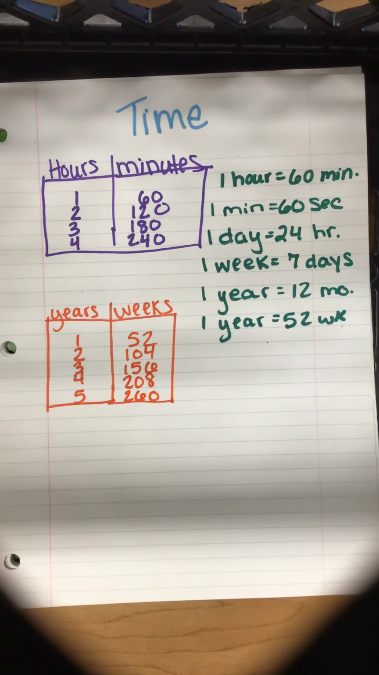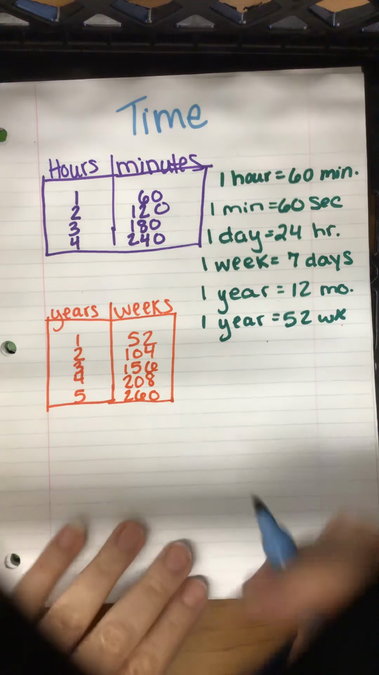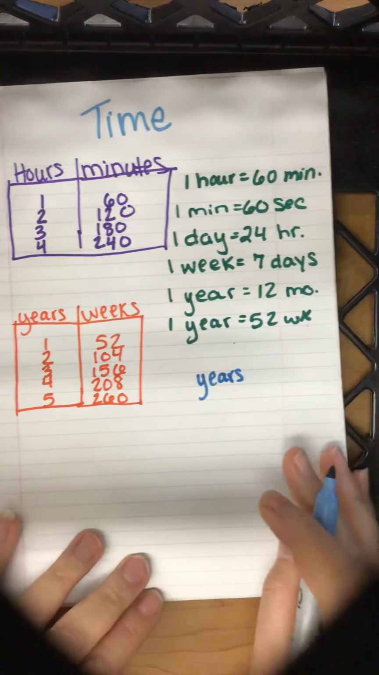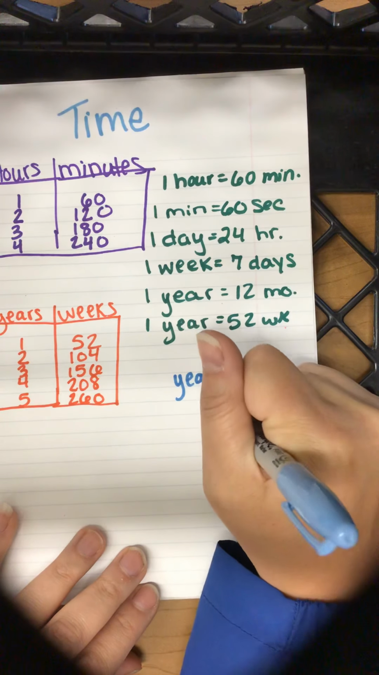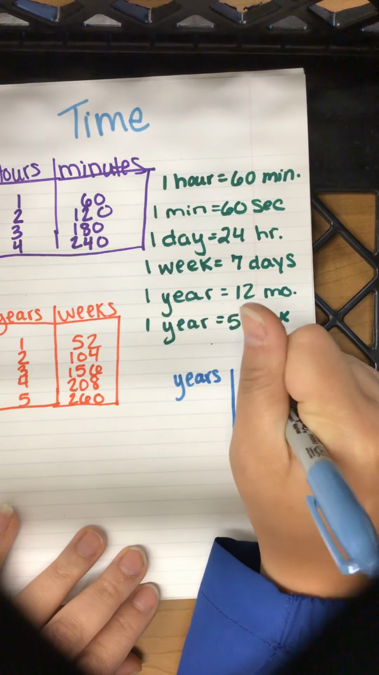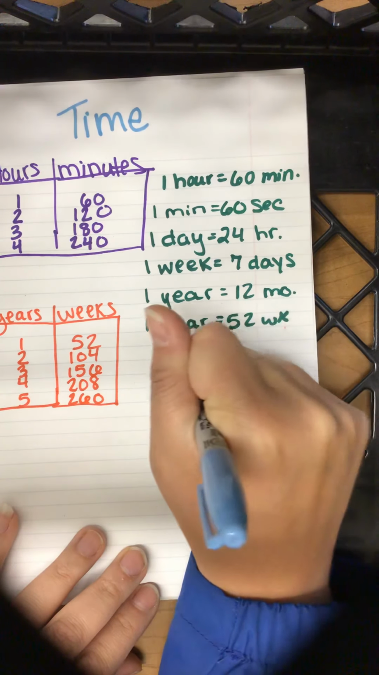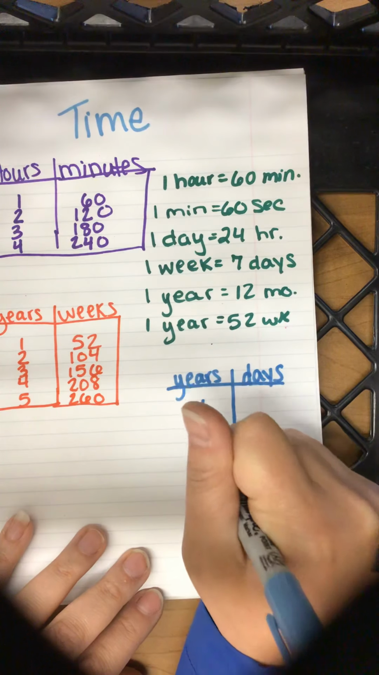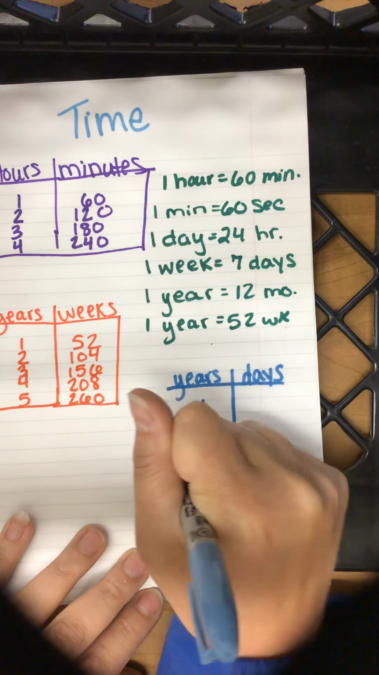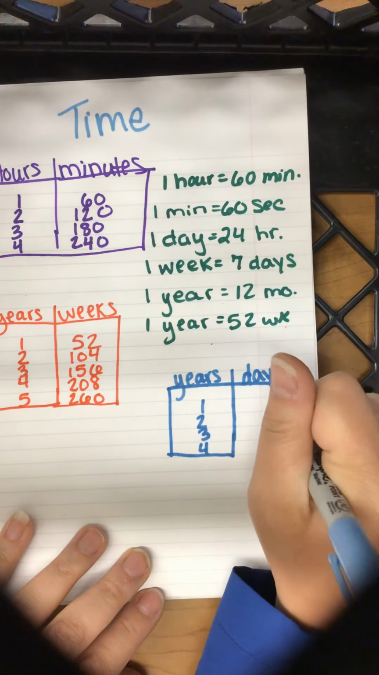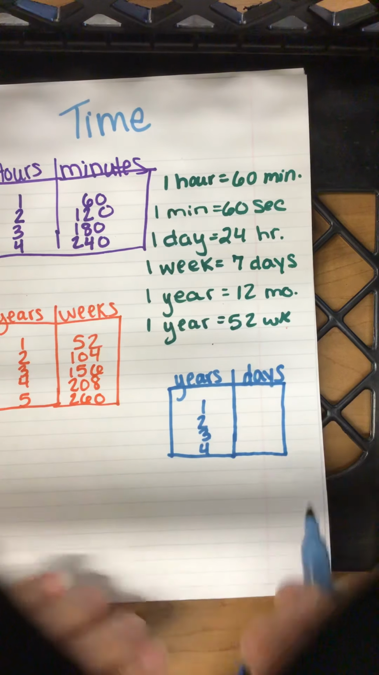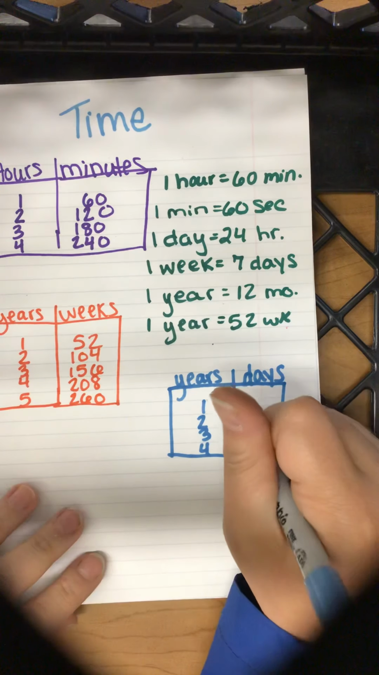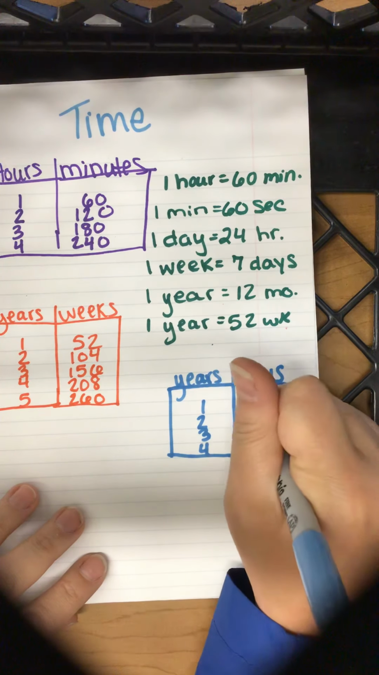Let's make another chart. This time it's going to be years and days. So years, let's scoot that over for a minute. Days. Okay. 1, 2, 3, 4 years. That's what we're going to go up to. All right. So 1 year has, write it on our chart. Do you know? 365 days.